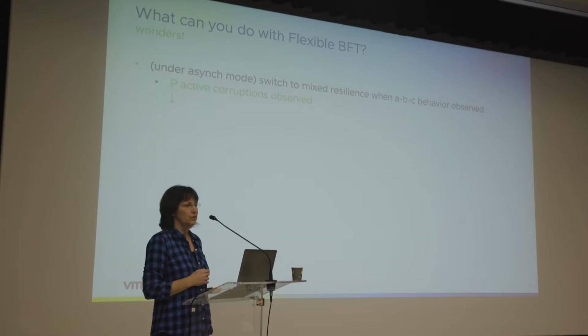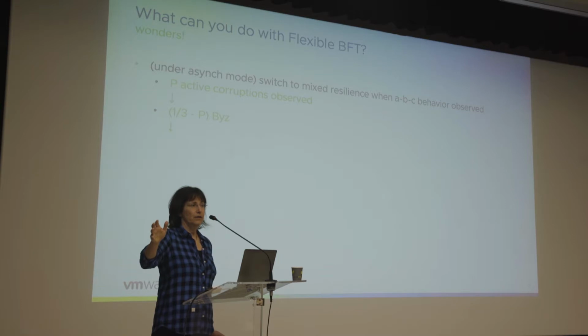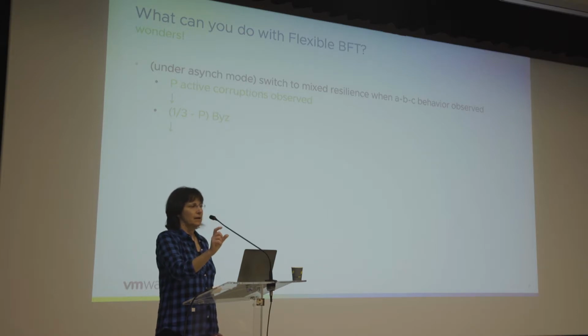They already responded to you. Then what you can do is say, okay, P have responded and they're ABCs, they're not Byzantine. Therefore, my threshold assumption on who is Byzantine is a third minus P. Because the P, I know that they're ABCs, okay?